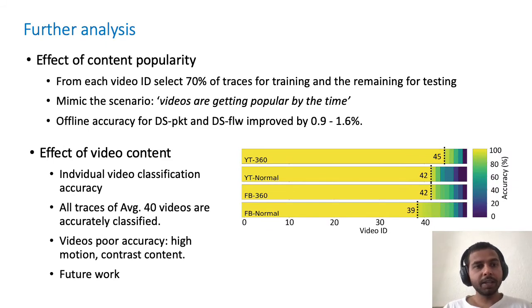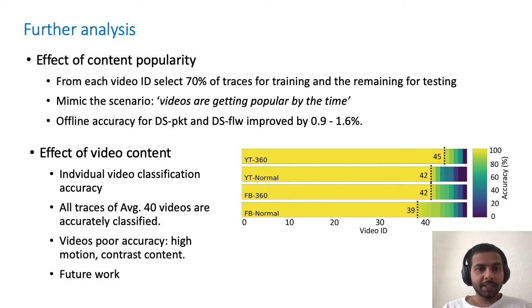In 360NorVic, we did a couple of further analyses on top of the 360 and normal video classification. Here I'm going to show you only 2 parts, but for further details you can refer to the paper. For the first part, the effect of content popularity, we show what the effect would be if videos become popular over time on the 360NorVic classification performance. In this case, for each video ID, we take 70% of the traces for training and the remaining for testing.